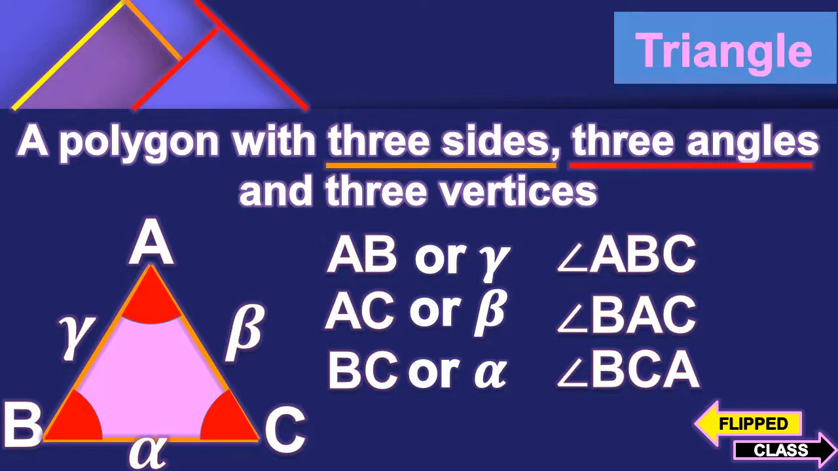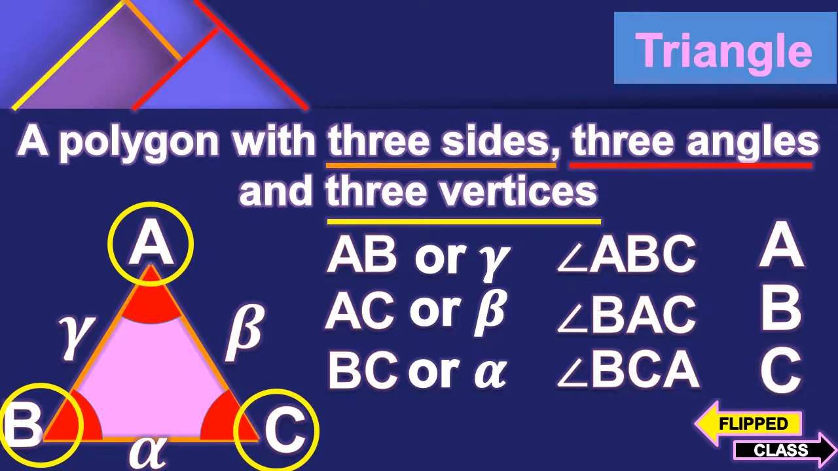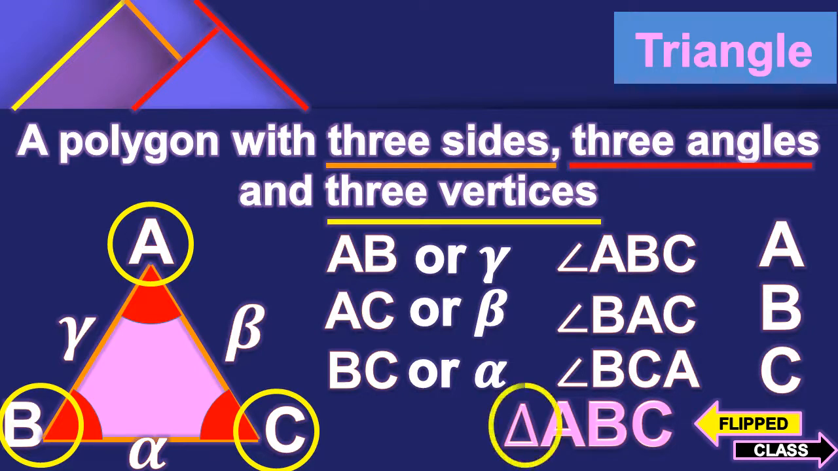And we also have our three vertices here, denoted as the special points, like point or vertex A. We also have point or vertex B, and point or vertex C. These are the basic parts of a triangle. As a whole, this triangle is named as triangle ABC. Notice that the symbol we used is this small triangle here.